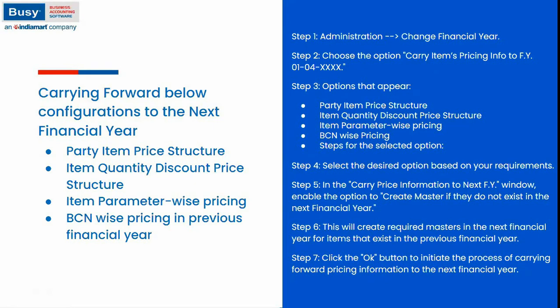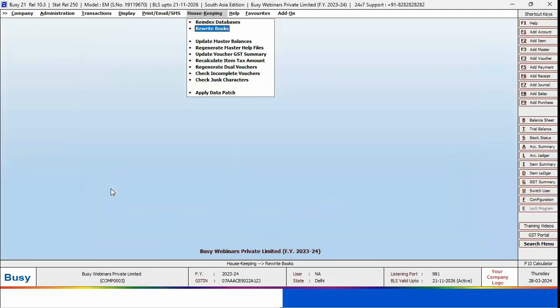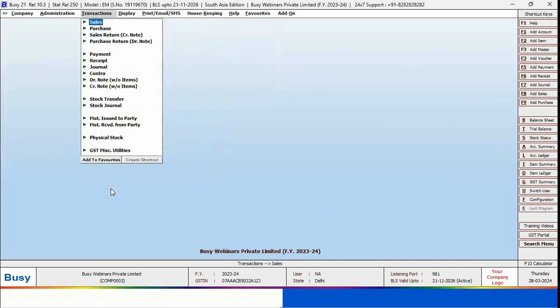Carry forward the below configurations to the next financial year. The configurations are party item price structure, item quantity discount price structure, item parameter wise pricing, and BCN wise pricing in the previous financial year. These are the pricing related configurations that we are using in our previous year. So these configurations can't come automatically after switching to a new financial year. Then what we need to do? We need to carry them forward manually.